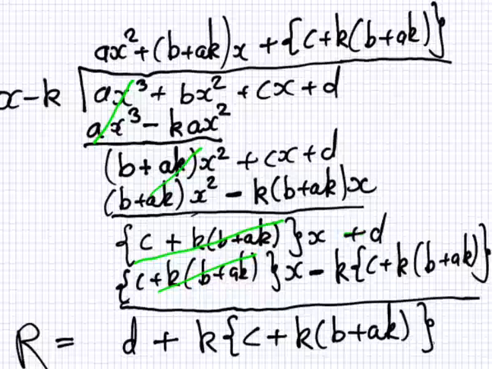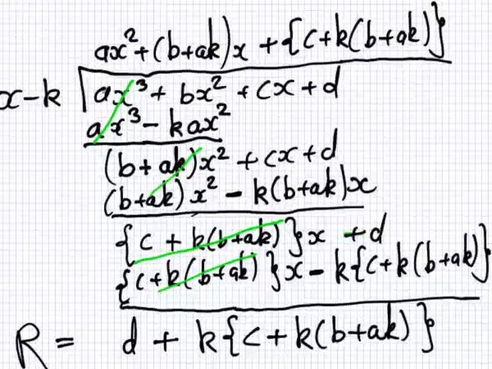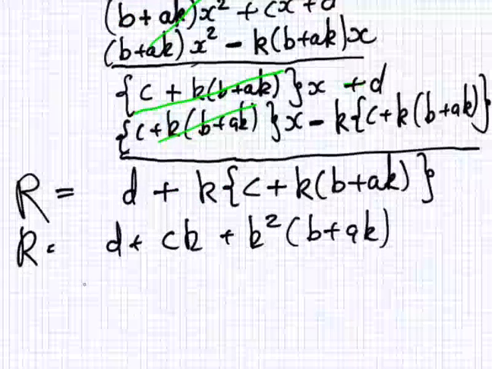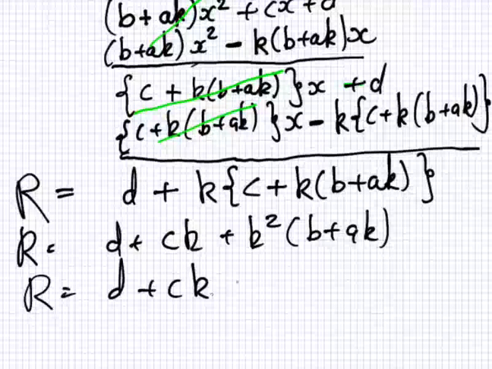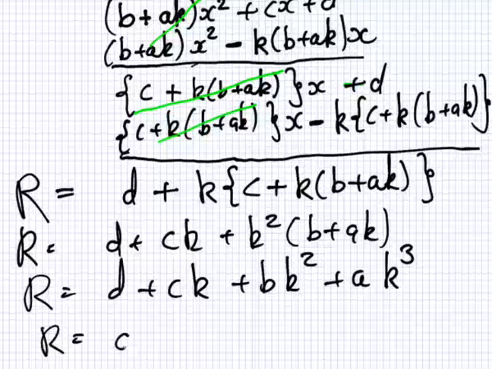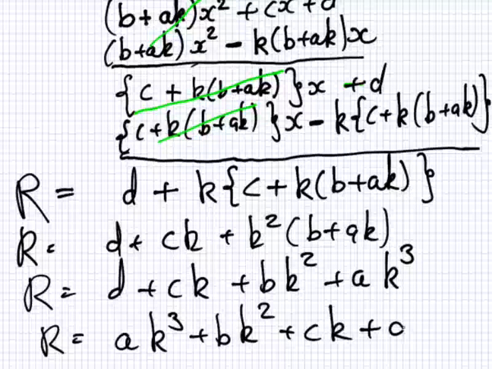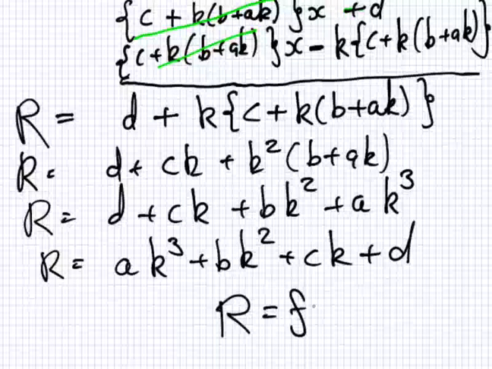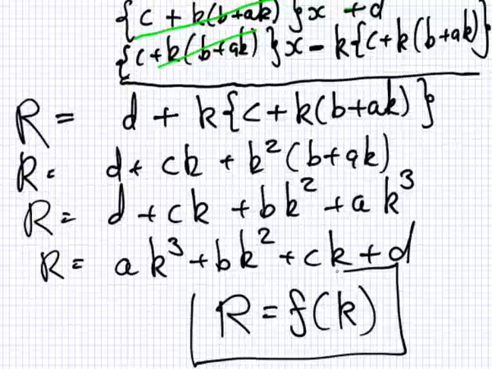So I know it's getting very big, but the good news is we're nearly finished. There's only one thing left, and that's this big thing here: plus (c plus k(b plus ak)). So now we multiply. So here we get (c plus k(b plus ak)) x minus k times (c plus k(b plus ak)). So when I subtract again, what I'm left with is the remainder.